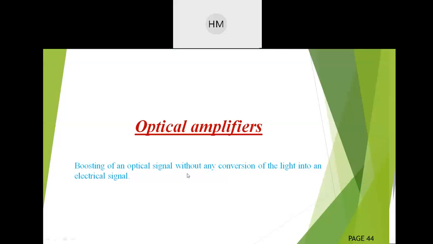Boosting of an optical signal without any conversion of the light into an electrical signal. This is an important parameter, because initially we used regenerators and repeaters. They used to perform this conversion. So what is the benefit of optical amplifiers? It will directly amplify the light energy. It won't convert that light energy into electrical energy.